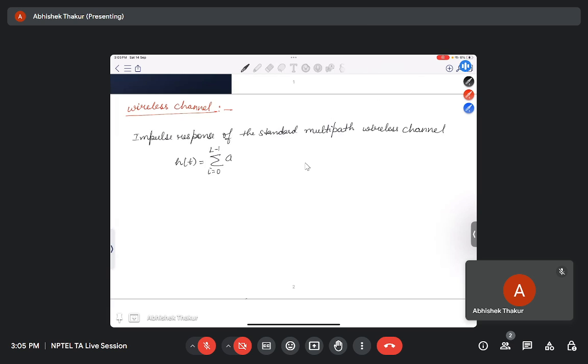The impulse response of the standard multipath wireless channel is modeled as h(t) equal to summation of a_i, this is the attenuation constant, times delta of t minus tau_i. So here tau_i is the delay. So this tau_i is delaying the signal by tau_i.